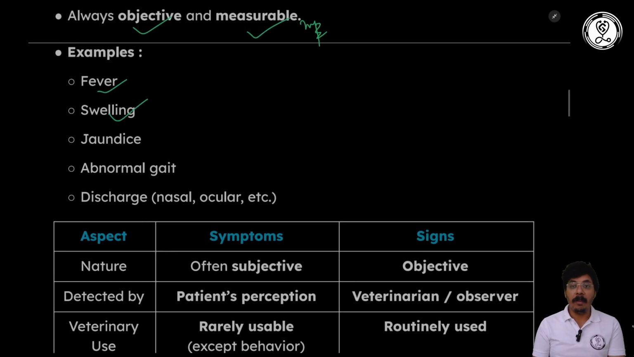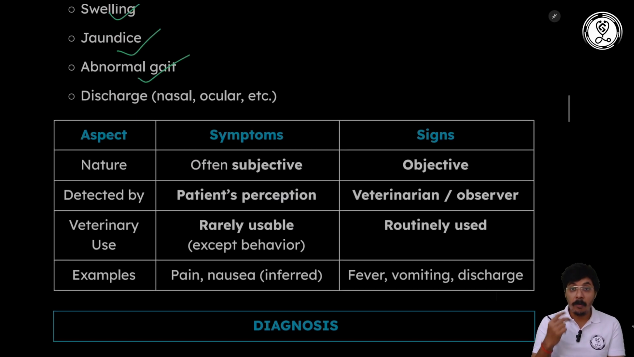Swelling, you can visualize it with your naked eyes. Jaundice, that is the yellowish discoloration of the visible mucous membrane. Abnormal gait, whenever the animal is walking and there are abnormal changes in the walking stance or the gait, it can be measured, seen, or observed. Discharge, either nasal, ocular, or vaginal, can be seen.